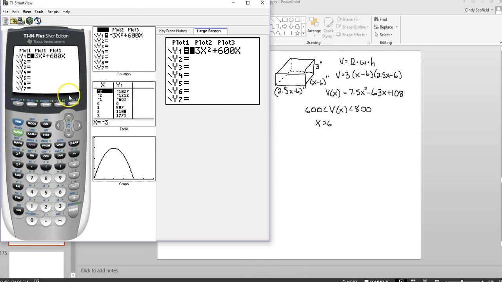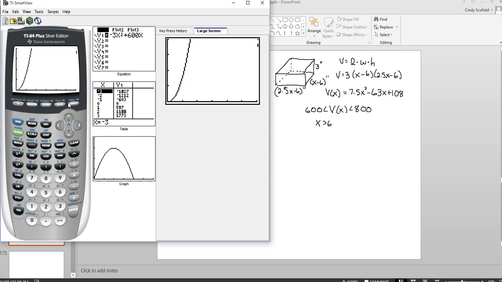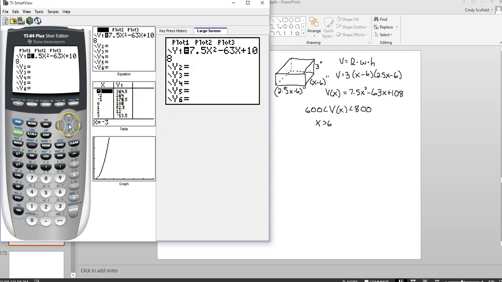Okay, so I'm going to put in 7.5x squared minus 63x plus 108. If we hit graph right now, we're not going to see everything. We're not going to see the whole parabola. We actually see quite a bit. But let me also go back to y equals, because we really need to see for what values of x this is between 600 and 800. And right now I'm not sure. Let me look at my window.